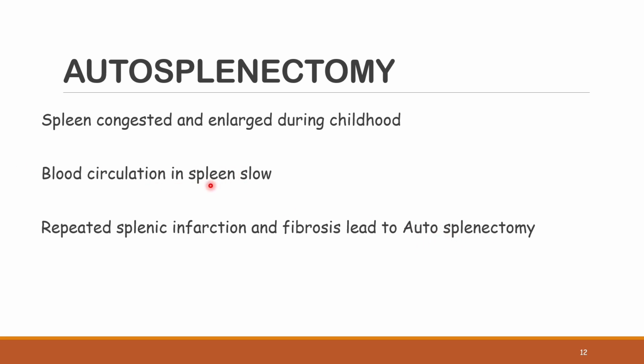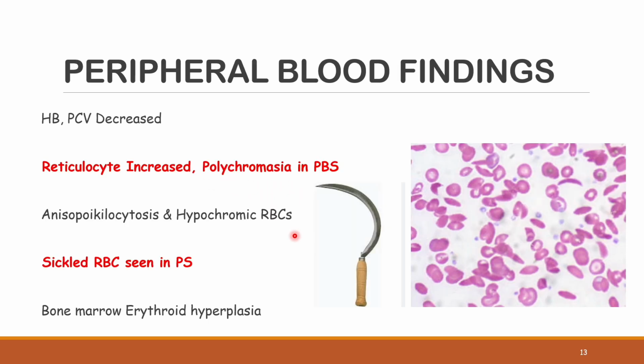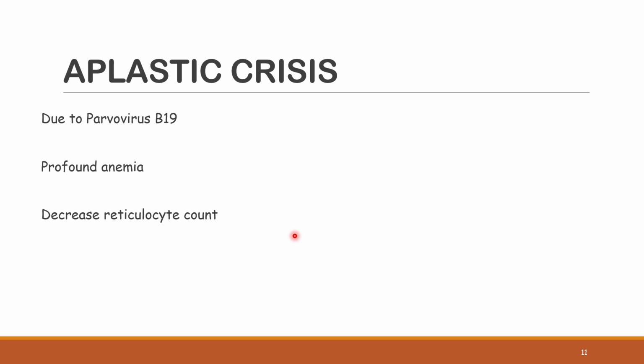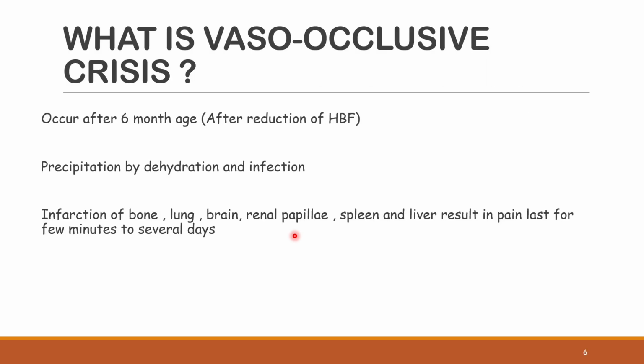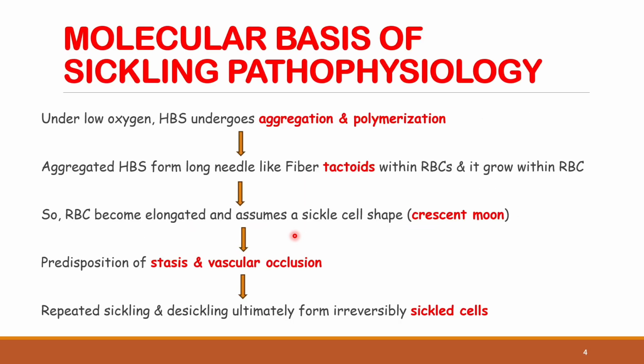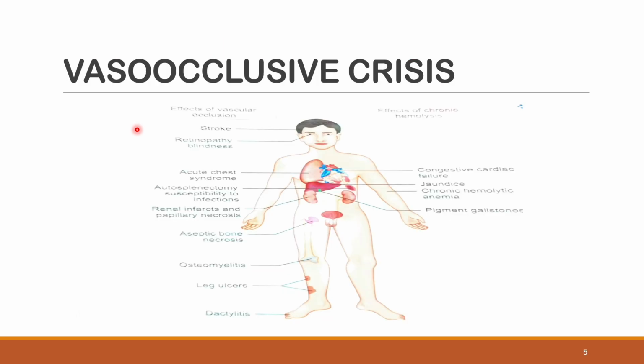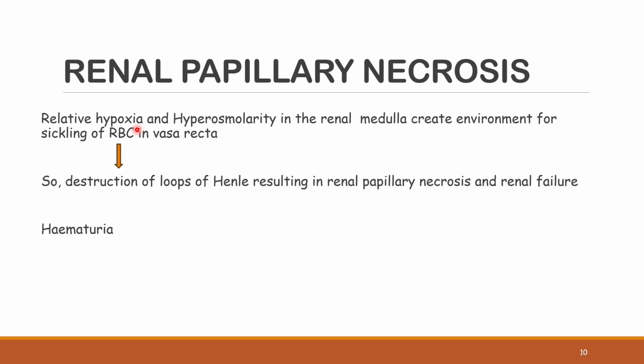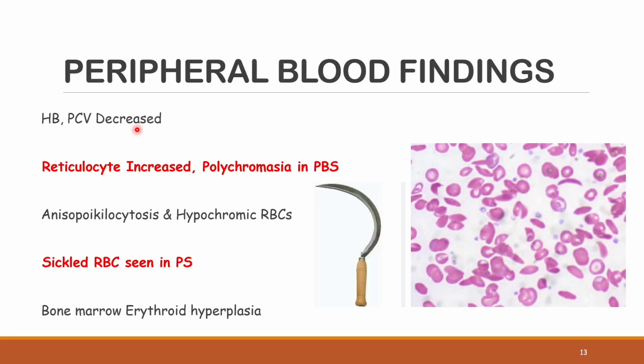Blood circulation in the spleen is slow because of vaso-occlusion by sickled RBC. So the main clinical manifestations, now you can understand, are because of vaso-occlusion, and the main pathophysiology behind the vaso-occlusion is formation of tactoids because the solubility of HbS is altered under low oxygen level. And that solubility is altered because of a genetic mutation where glutamic acid is replaced by valine at the sixth position.